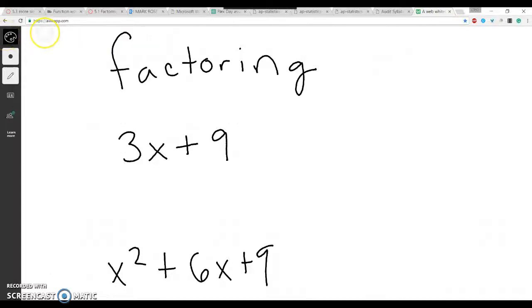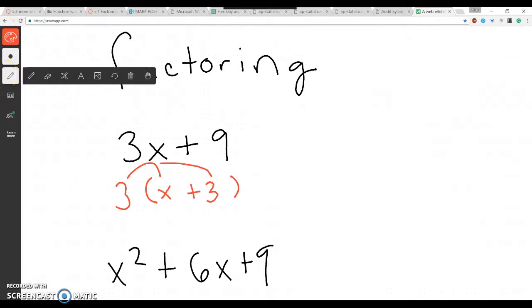Okay, so today I want to talk about factoring. And before we get into how to factor, I want to think about what factoring really is. Factoring is really undoing distribution. So in this problem, I could see that they distributed a 3. And so I undo that by pulling out the 3.